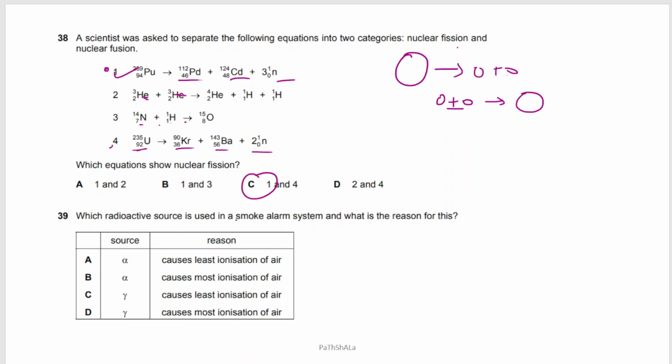Which radioactive source is used in a smoke alarm system, and what is the reason? In smoke alarm systems, alpha rays are used because they cause the most ionization, because the charge is more, so it causes more ionization of air. So the correct answer is B.